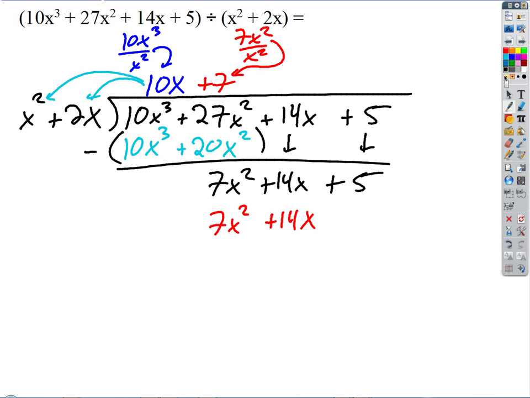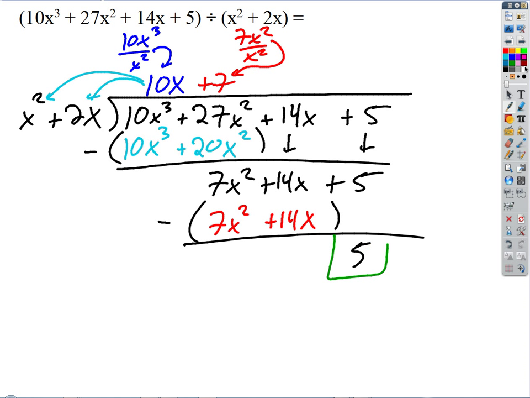Okay, and I'm going to subtract that whole thing. Zero, cancels, cancels. 5 minus 0 is 5. And that's my remainder, isn't it? So that's what we're looking for. Well, now, in this case, we're actually looking for the whole thing, because there's two parts to the answer. We're going to have the polynomial part up here, plus the remainder part.